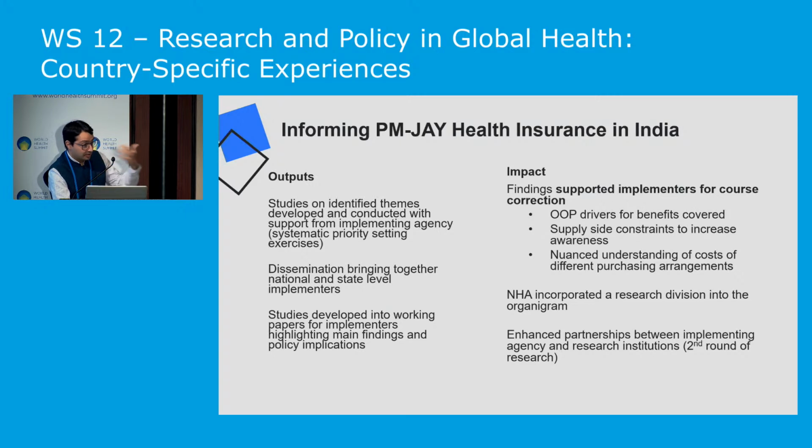They actually consulted their own implementers at state and district level and systematically identified research priorities. We worked with them throughout the process in a partnership model to ensure that we got the right data, and had dissemination bringing together national and state level implementers, and studies were developed into working papers for policymakers highlighting the main findings. We had impact in terms of supporting course correction around benefit package design, around improving awareness through addressing supply side constraints, and nuanced understanding of different purchasing arrangements, just illustrative of the kinds of changes this kind of rapid research could do.